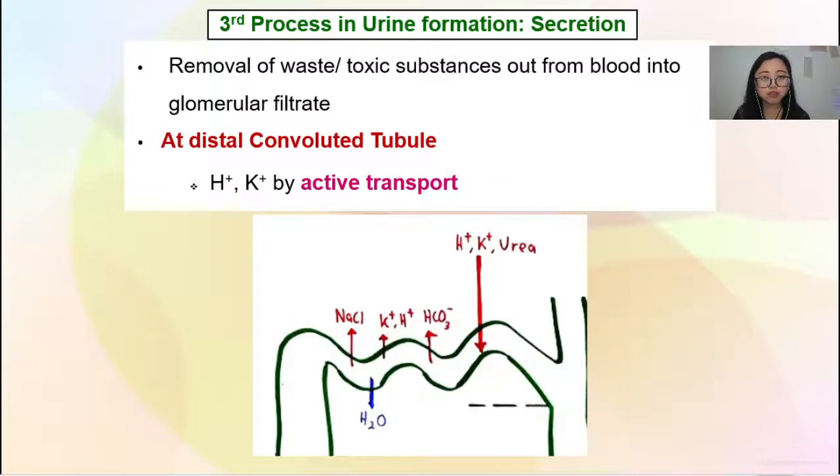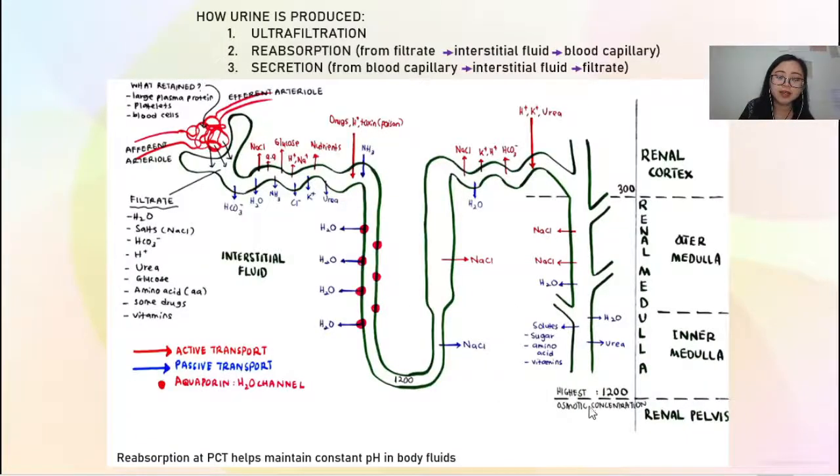At the distal convoluted tubule, which is the other end, there will be secretion of hydrogen ion and potassium ions by active transport. So distal convoluted tubule, hydrogen ion, potassium ion by active transport. So urea pun akan by active transport here. So it's H plus, K plus, urea. Pam keluar. So that is pretty much it.